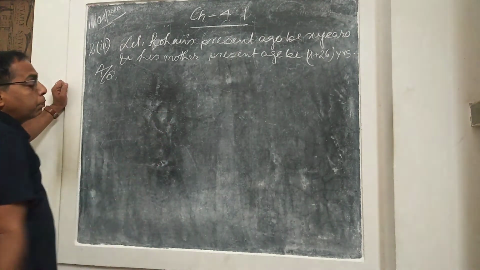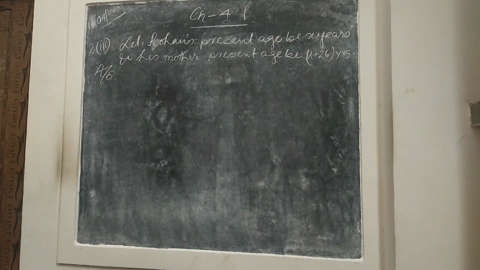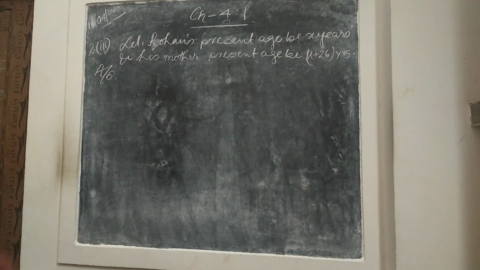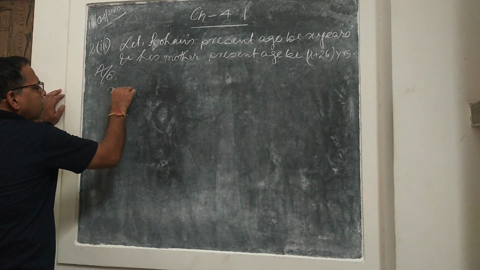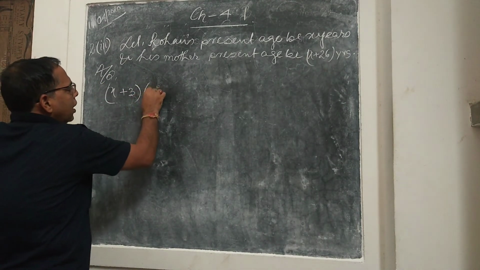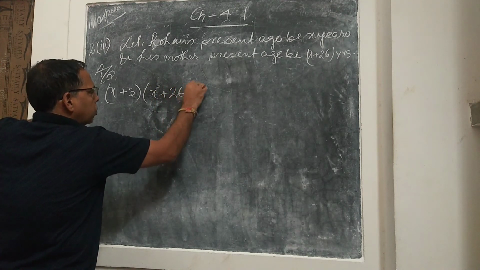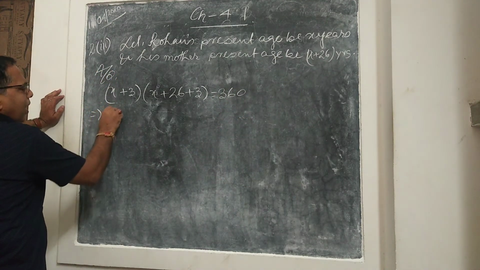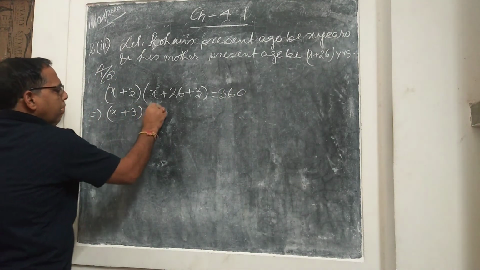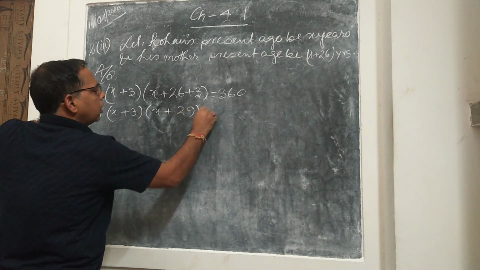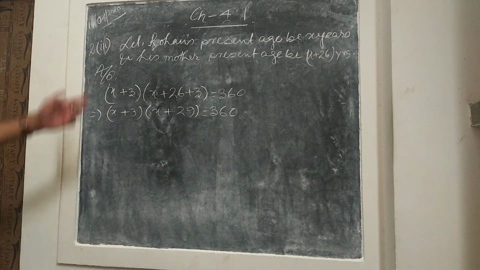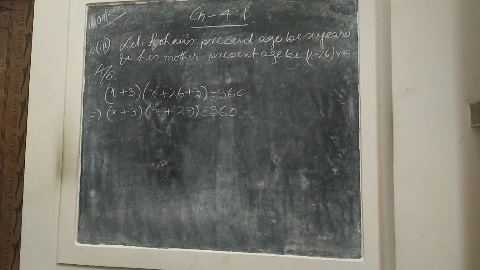The product of their ages 3 years from now will be 360. So 3 years from now, the ages will increase: x plus 3 and x plus 26 plus 3, so (x plus 3)(x plus 29) equals 360. Remember one thing: length, breadth and height cannot be negative, and age also cannot be negative. That way you solve it and get Rohan's present age.